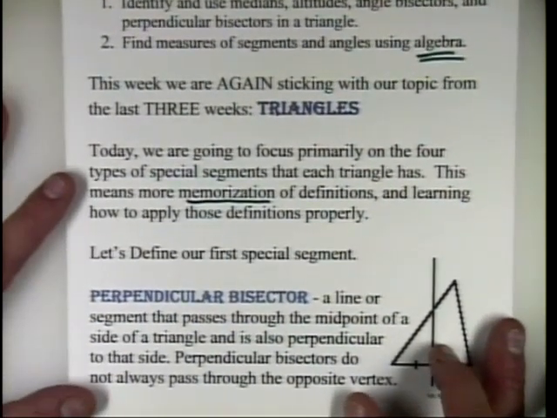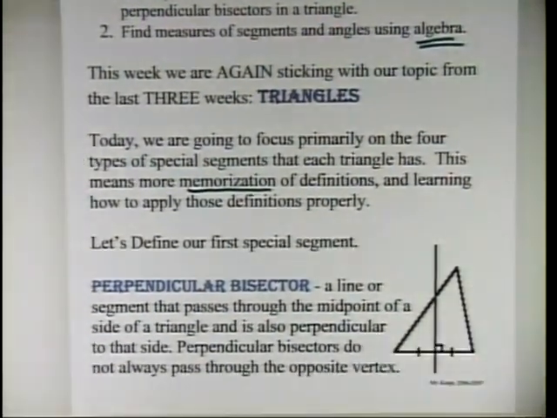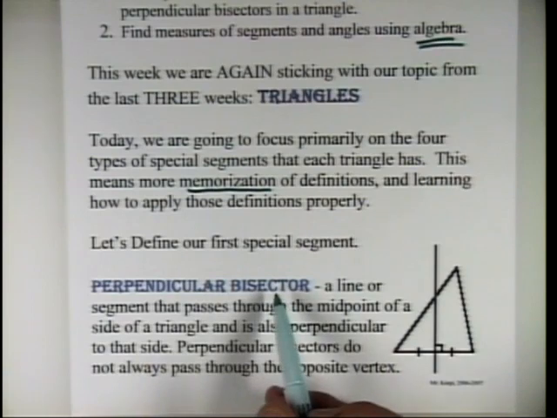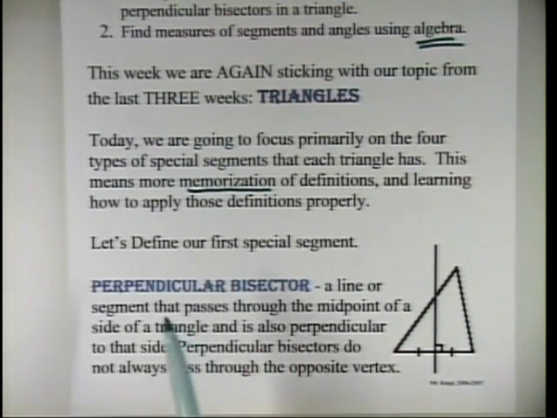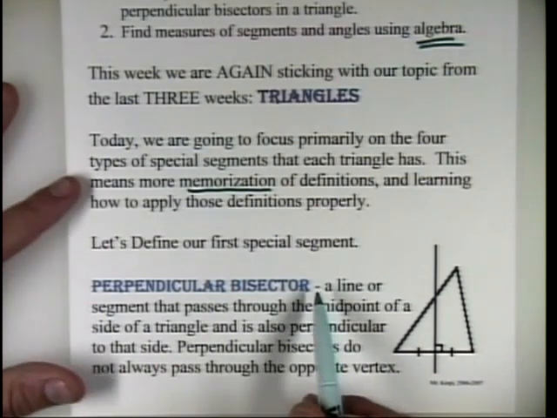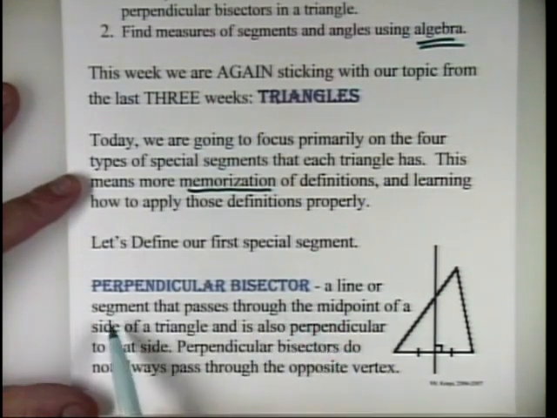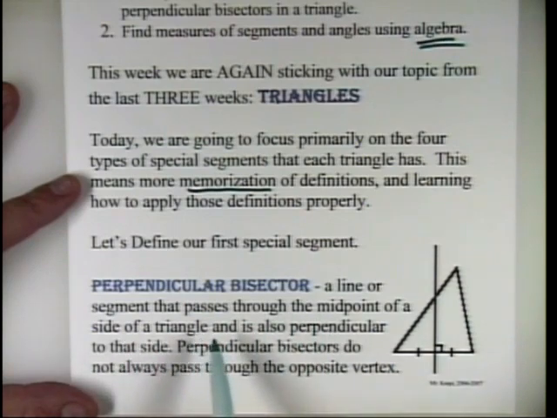All right, the first special segment in a triangle that we're looking at is called the perpendicular bisector. And the perpendicular bisector is exactly what the name says it is. Perpendicular means 90-degree angle, if you remember. To bisect something means to cut it. Sect means to cut, two in half. So we're going to be cutting something in half using a perpendicular line. So here's the formal definition. It's a line or a line segment that passes through the midpoint of a side of a triangle that is also perpendicular to that side.